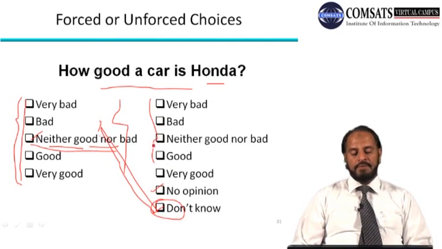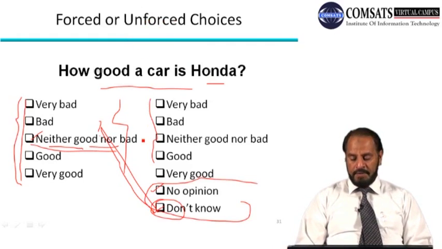So we need to sometimes also have an option open so we don't want to force, so we want to make sure that unforced choices are also given. This is an example of a better scale here.